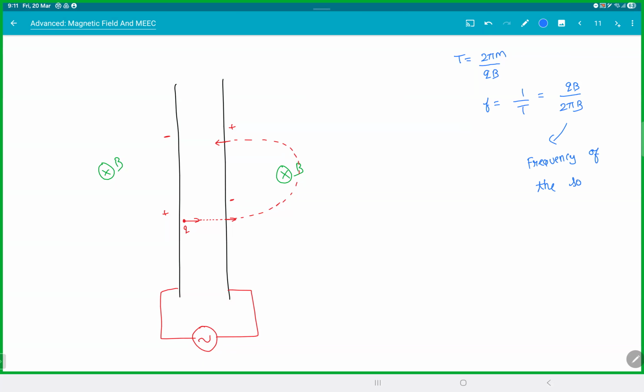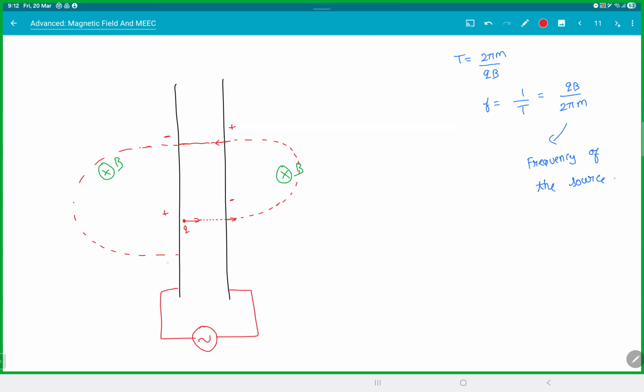So you have to get an AC source which will have the same frequency as this, qB by 2πm. You're getting it plus minus. So what will happen? Now again it will go faster. Now because the speed is more, this time you'll go in a bigger circle. But luckily the time is still T by 2 only, isn't it?